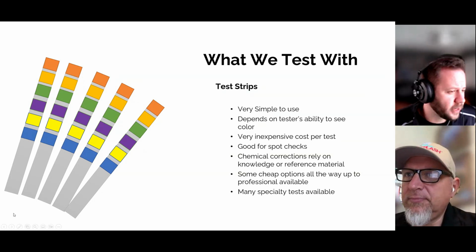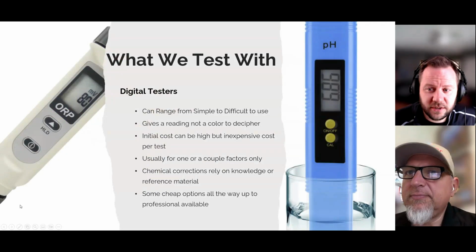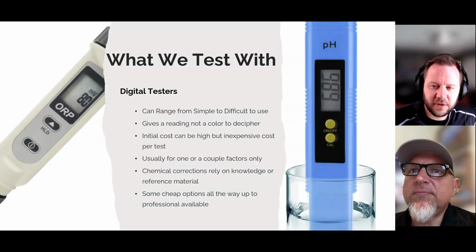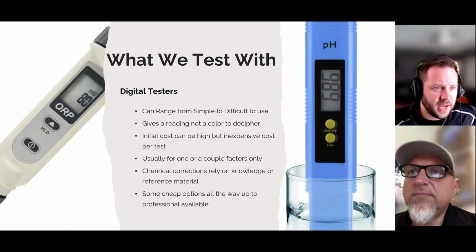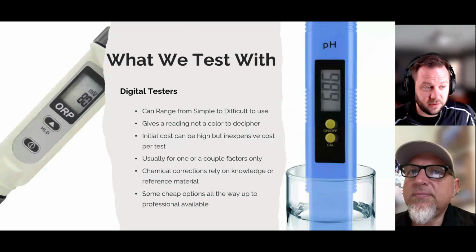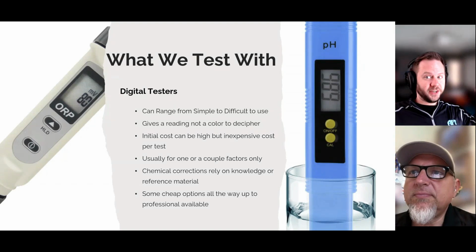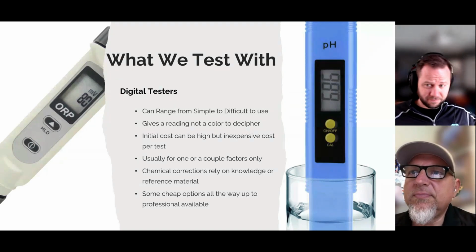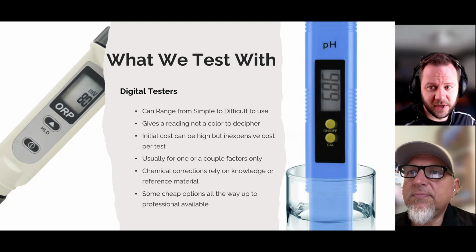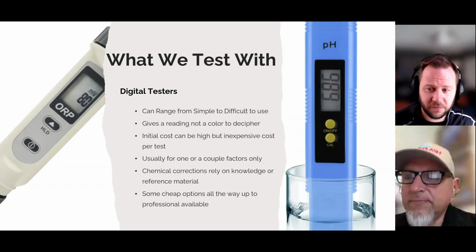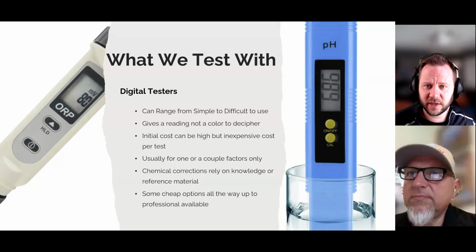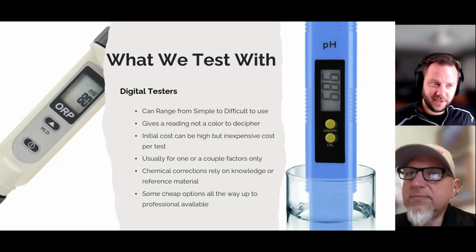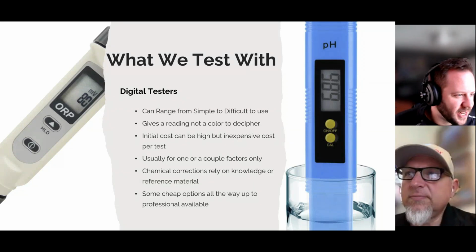Well, good point. Digital testers, these aren't as prevalent, but they're picking up speed because they're available all over the place now. pH testers are pretty inexpensive. They're pretty simple. The range on these is huge because you can go from $25 all the way up to thousands of dollars depending on what you're testing for. Can be expensive to keep and operate. Calibration can be a bear to keep in line with where it actually needs to be.